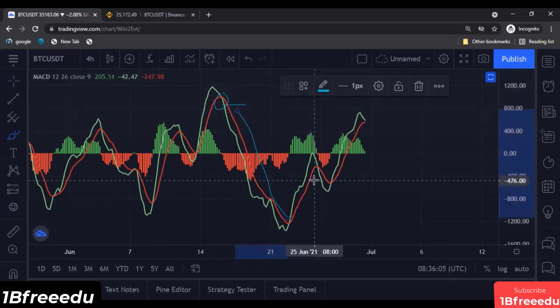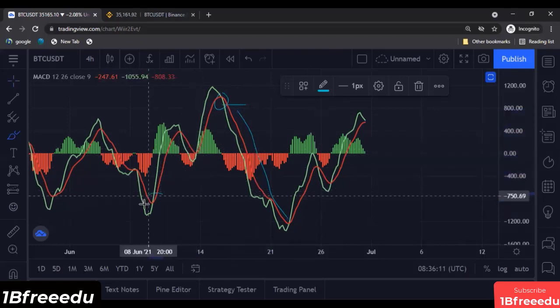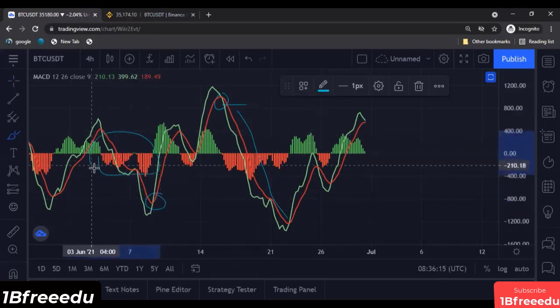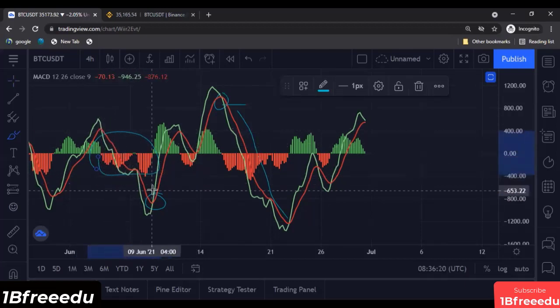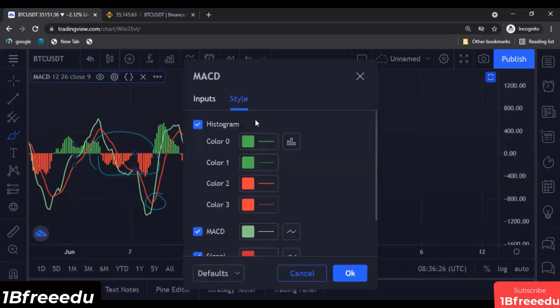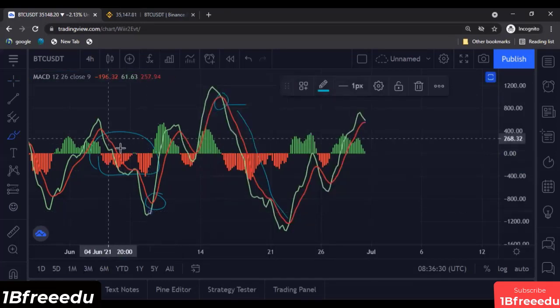But for now, you need to make sure that whenever there's a crossover, we can see here as well that in this area we were basically in a bearish pattern because the prices were moving down, and because the red one, the signal line, was at the upper end.